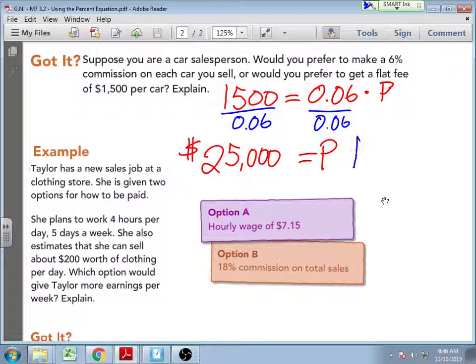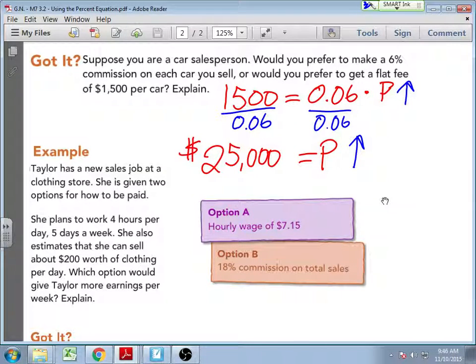If you sold cars that were more expensive than $25,000, then your commission would go up above the $1,500. So this is what we call a threshold. That's the point where the deal changes. Up until $25,000, the flat fee is the better deal. Above $25,000, the commission is the better deal.